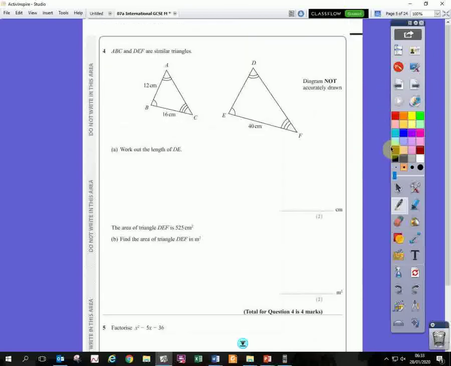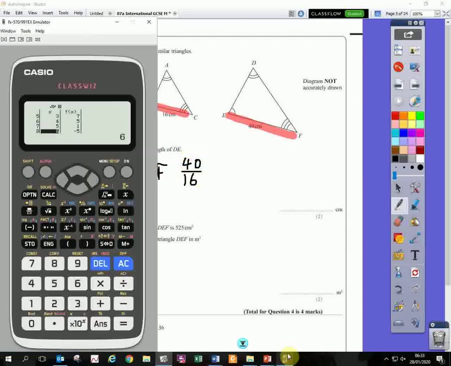Next, similar shapes. It tells you at the top the triangles are similar, which means you can work out the scale factor. So find two sides that match, and you look at between the angles. So it has to be between the sides that match are between the same angles. So 16 matches with 40. The scale factor there is 40 over 16, and we can have a look at that and see if it's a nice decimal.